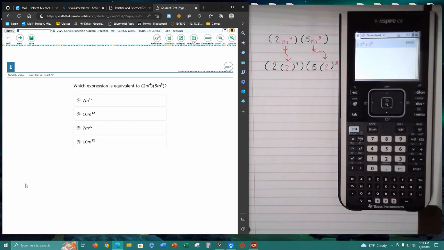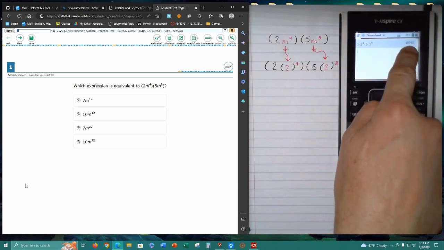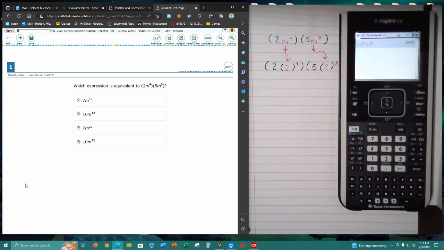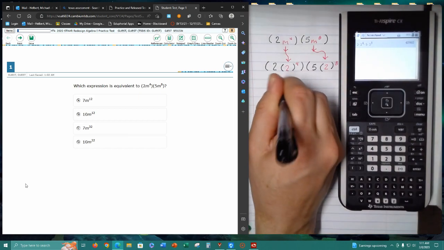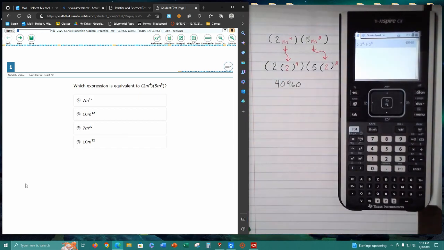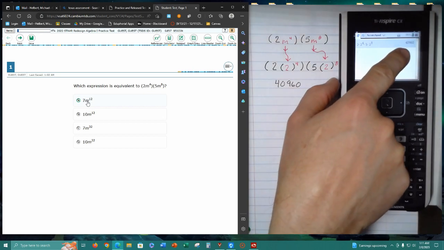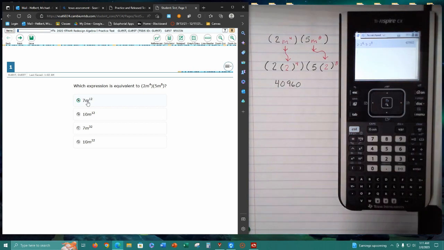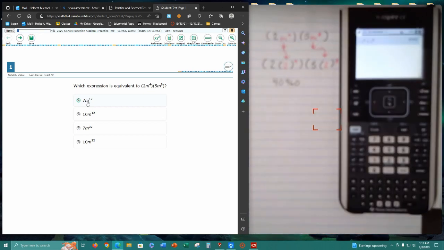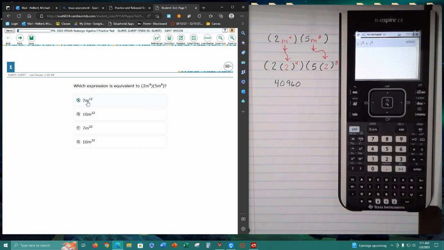I'm going to hit enter, and notice it gives me 40,960. So since this gives me 40,960, whichever one of these answers is the correct answer, if I replace m with a 2 and evaluate it, it should give me the same thing that I have over here, 40,960. So I'm going to do that right quick.